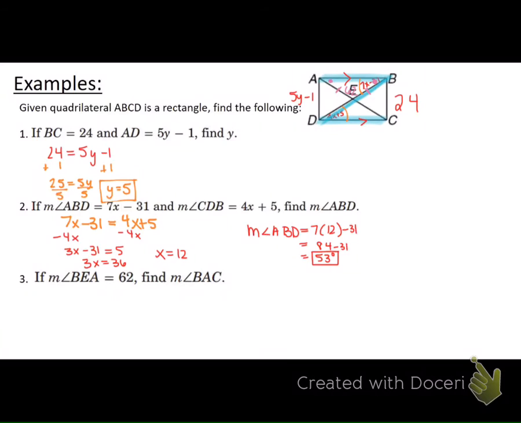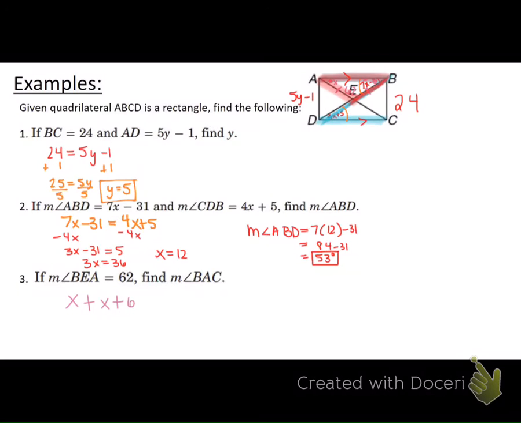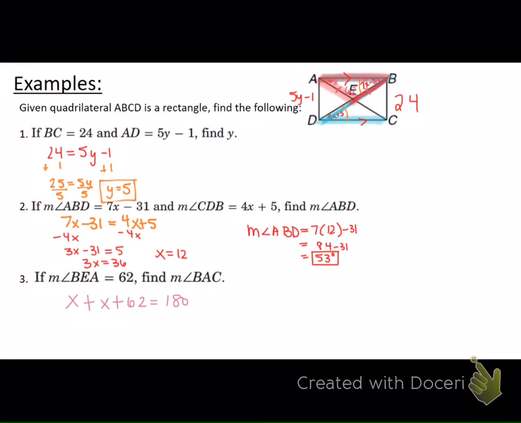So we can call those both the same variable. I'm going to call them both x. How many degrees are in a triangle? 180. So we can do x plus 62 equals 180, because those angles, I just called them x because they're the same measure. You could have called them y, you could have called them z. I'm just saying those two have to be the same.